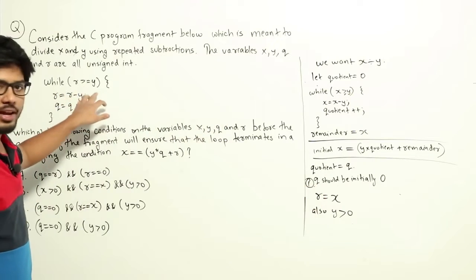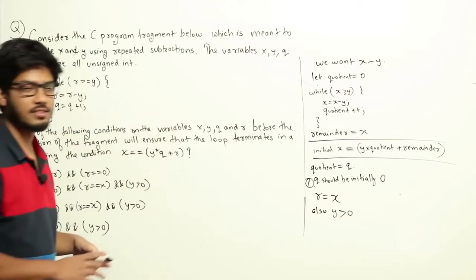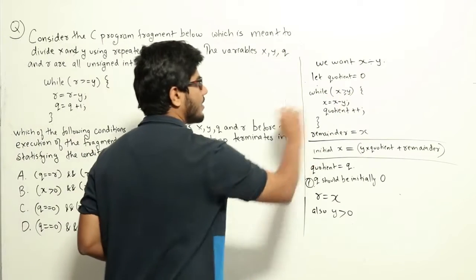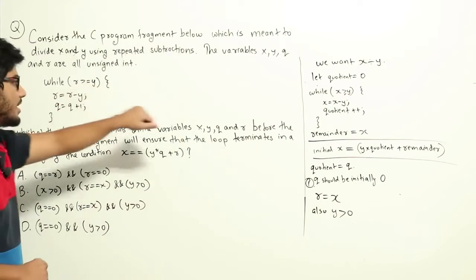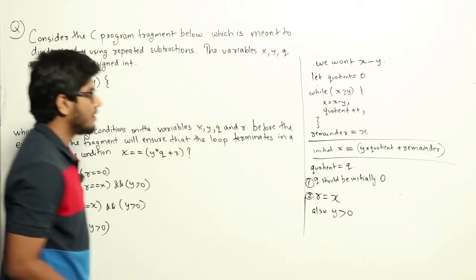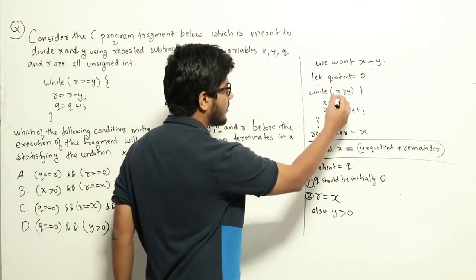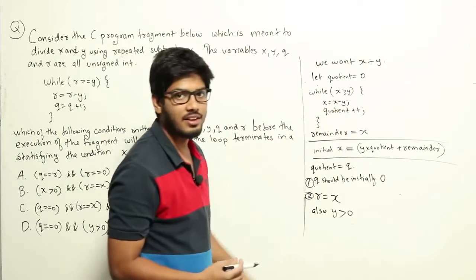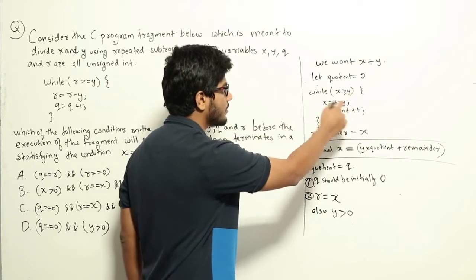Now in the while loop, the condition is r is greater than or equal to y. Now we were doing x's division with y, and the condition was x is greater than or equal to y. From this we can see that r should be equal to x. That is the second condition here. And also, in the while loop we are doing x equal to x minus y. Now y should be greater than 0, not equal to.